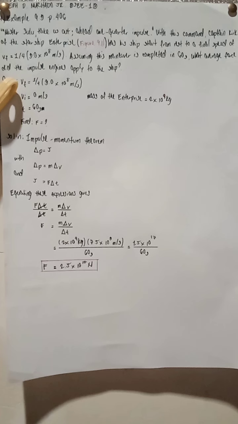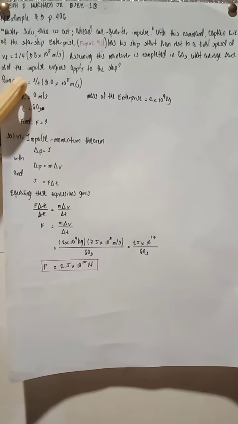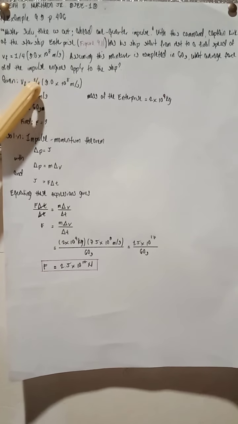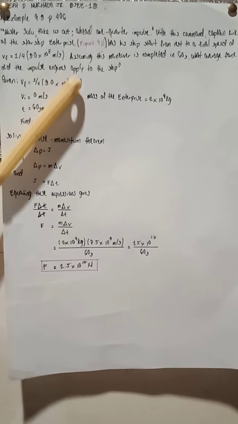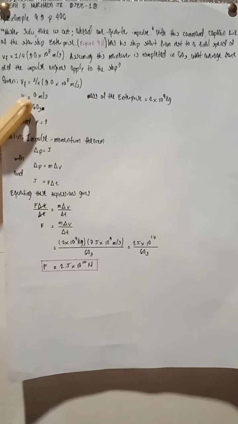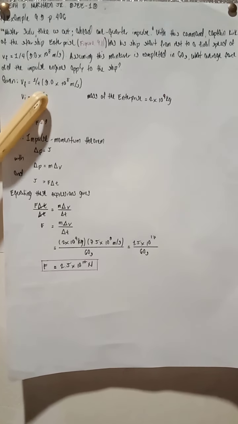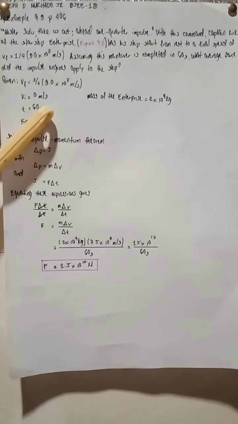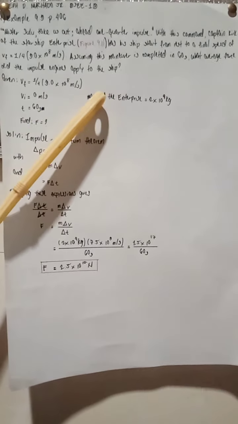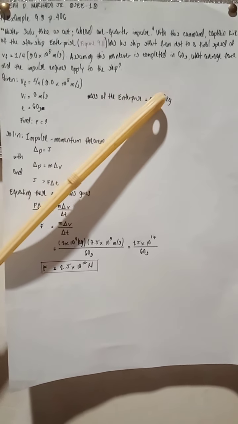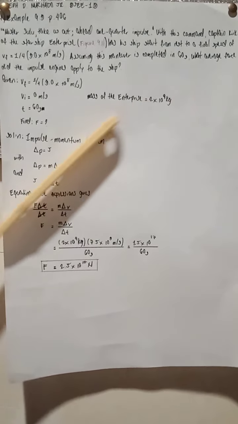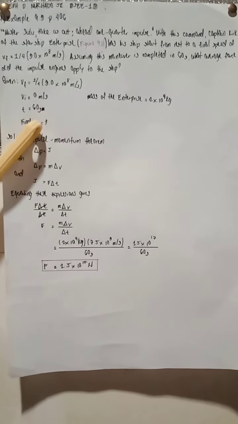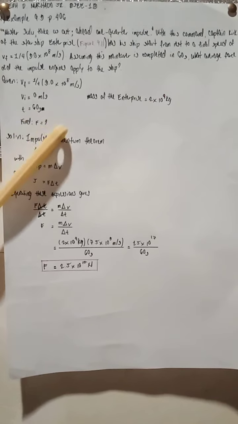So, given: V final is equal to 1/4 the quantity 3.0 times 10 raised to the power of 8 meter per second. V initial is equal to 0 meter per second. Time is equal to 60 seconds. The mass of the Enterprise is equal to 2 times 10 raised to the power of 9 kilogram. So what we are looking for is F, or force.